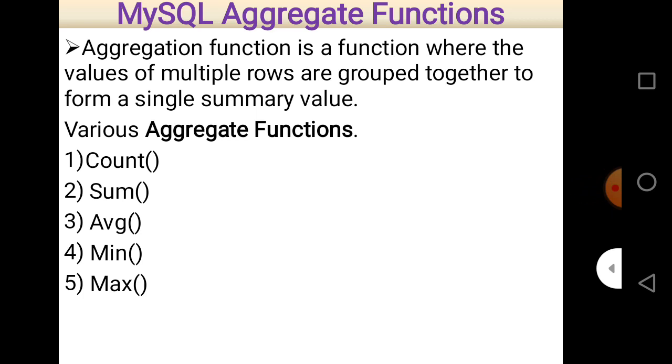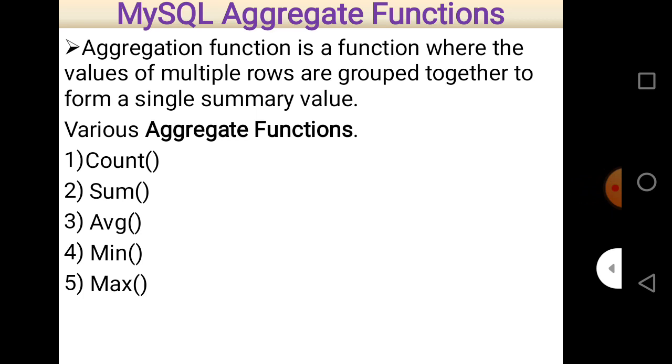So first of all, what is an aggregate function? Aggregate function is a function where the values of multiple rows are grouped together to form a single summary value. And we know that aggregate functions are used with the group by clause, and they are basically used to report or summarize the result according to the need in a query.